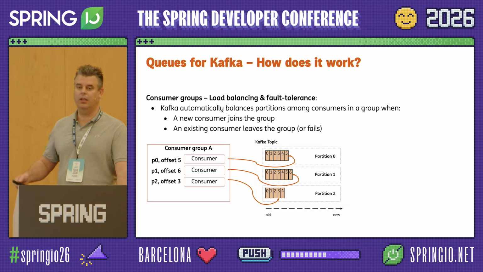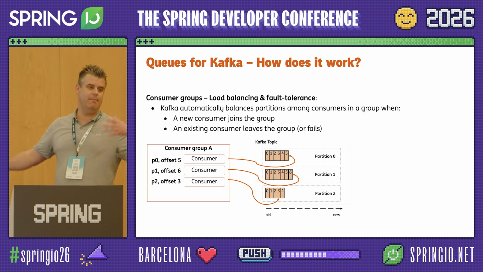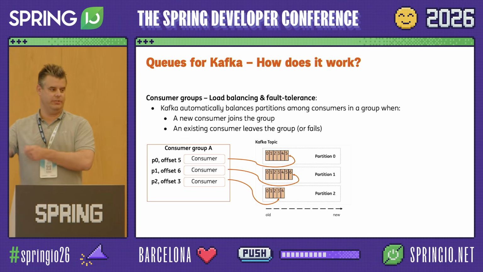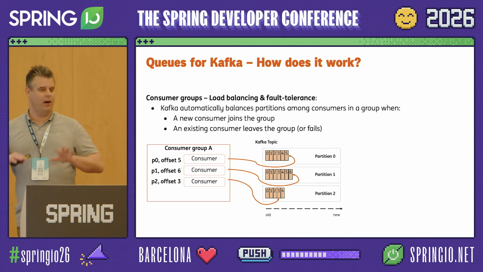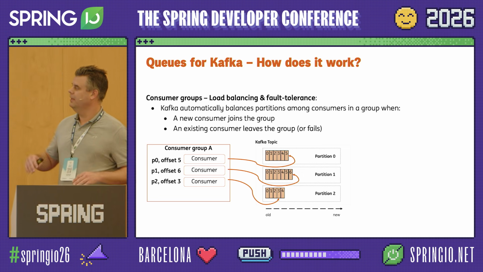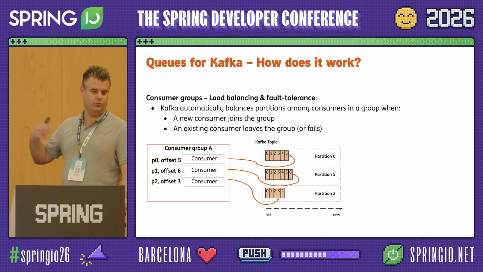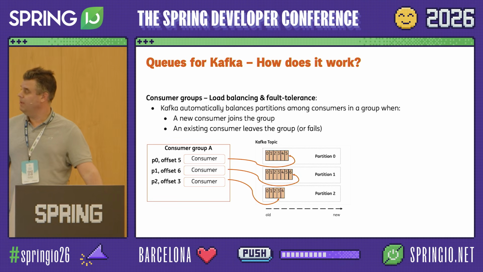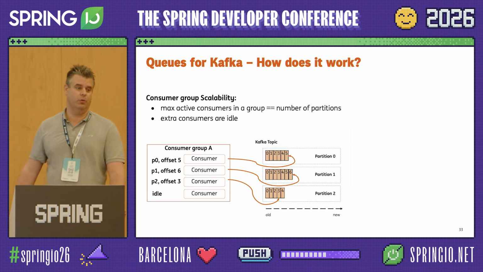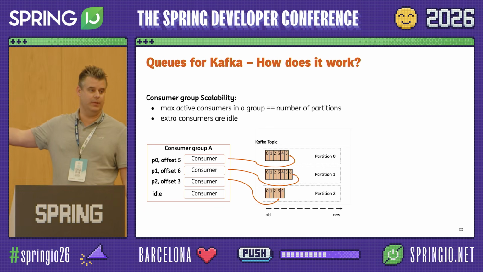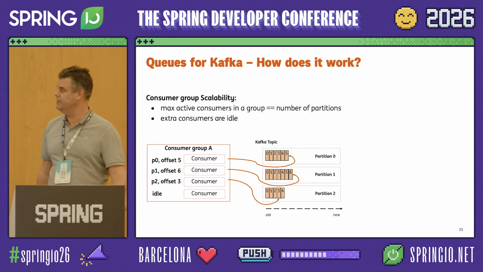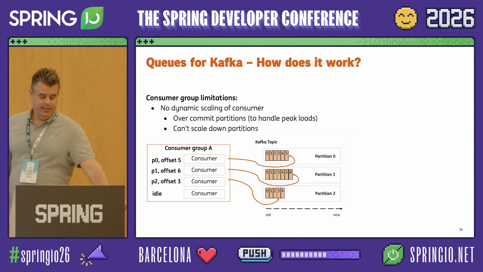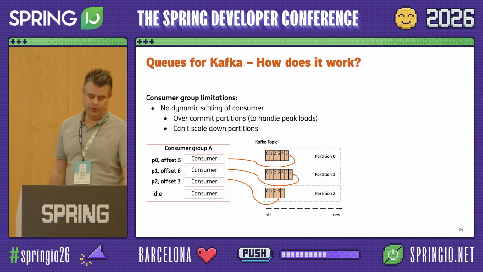So we can scale up another consumer. There is a rebalance going on. The partitions are reassigned to each consumer. And after this rebalance is done, the group continuously consumes messages from the topic. But if we scale up another consumer, this one will be idle, because we cannot scale beyond the number of partitions. And this can cause some issues and some limitations.